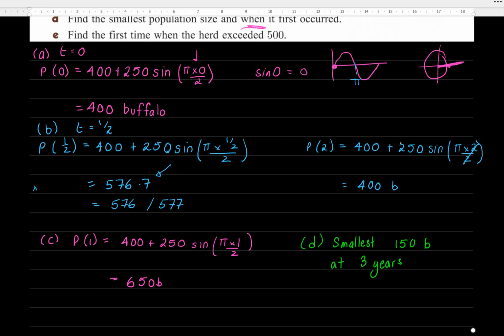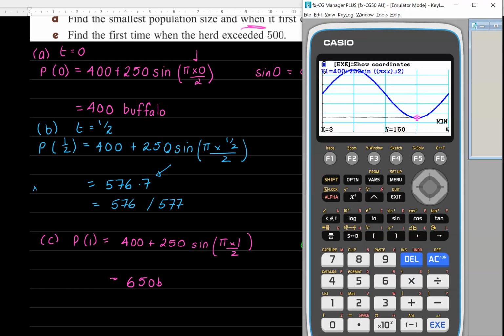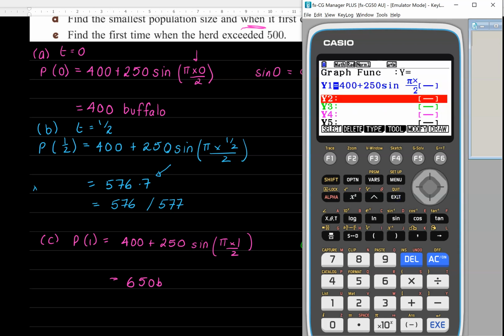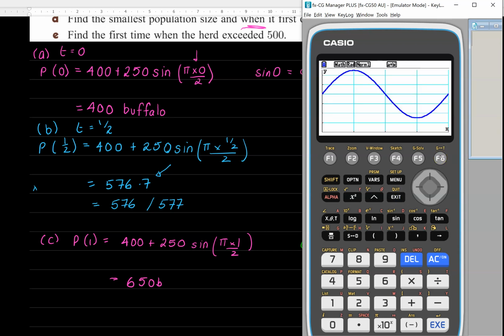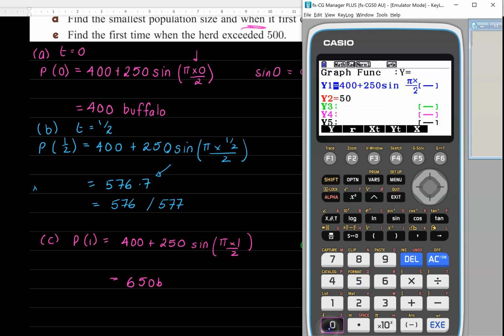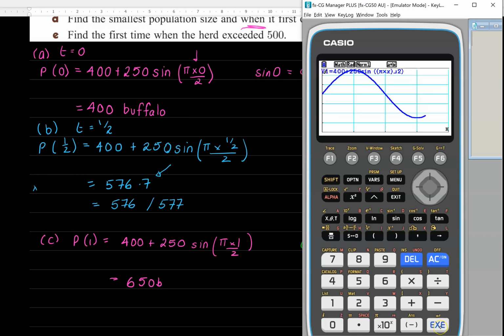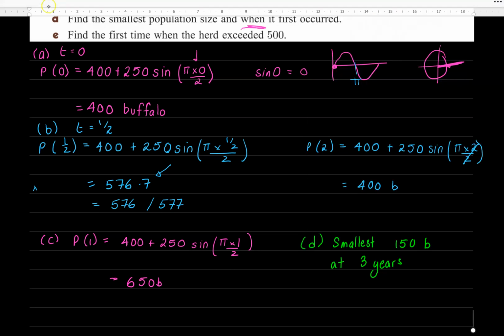Find the first time when the herd exceeds 500. So, oops, go back to that. 2 options here. You can go gsolve more, and we can say xcalc when y is 500. Okay, so 0.26 of a year. Alternatively, you can pop in 500 in your y2 and gsolve intersect, and you get the same thing. Again, it's a visual. So 0.26. So A, B, C, D, E.